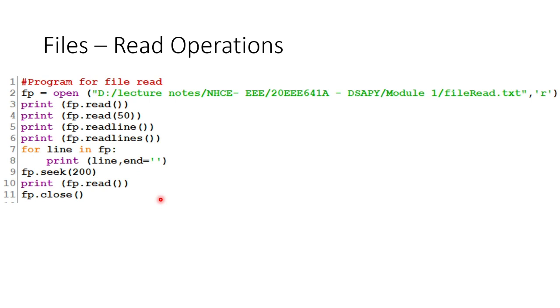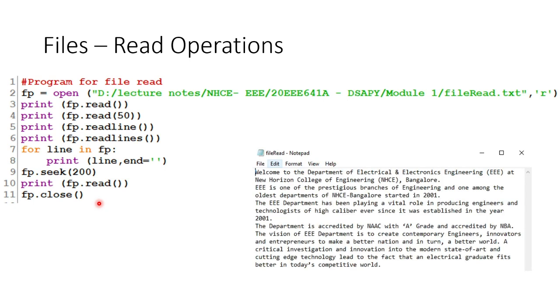Very importantly, once the work is completed, we need to close the file. Closing the file can be done by using the close function here. Next, we can discuss, but before that, let's see the file that I have used here. It's file read.txt, and it has some content. Based on the functions that I use, it can fetch the details from this particular file.